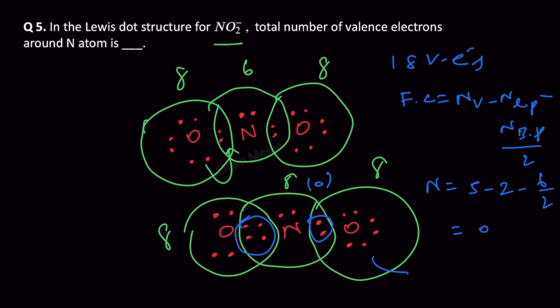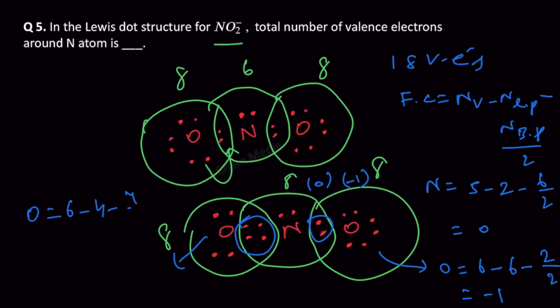If we calculate for this oxygen atom that is on the right hand side, then it would be 6 minus 6 because we have 3 lone pairs. Each lone pair has 2 electrons and then 1 bond pair. So 2 by 2. So it would be minus 1 for this oxygen. And then if we calculate the formal charge for this oxygen atom that is there on the left hand side, then it would be 6 minus 4 minus 4 by 2. Therefore, this will be 2 minus 2 and that is equal to 0.